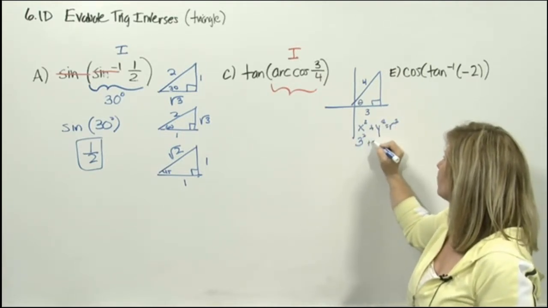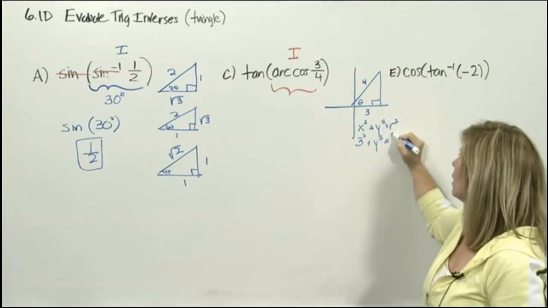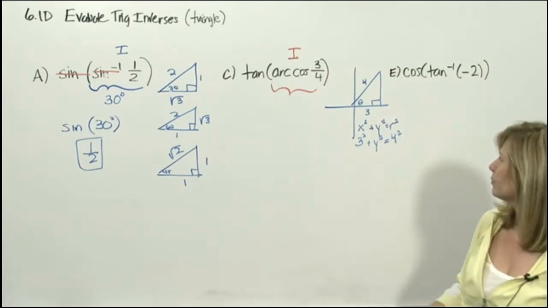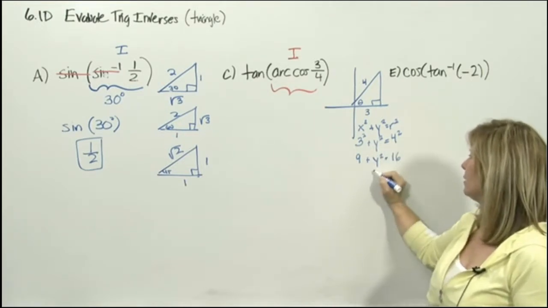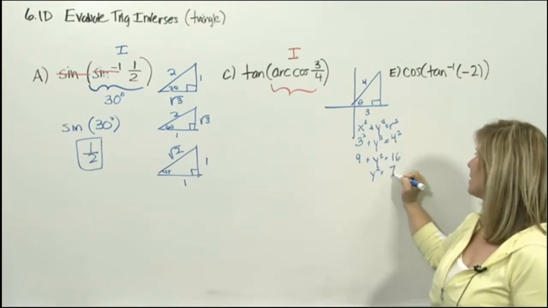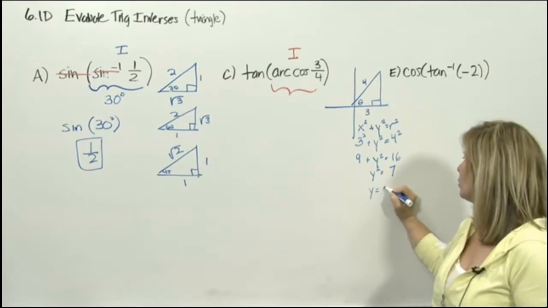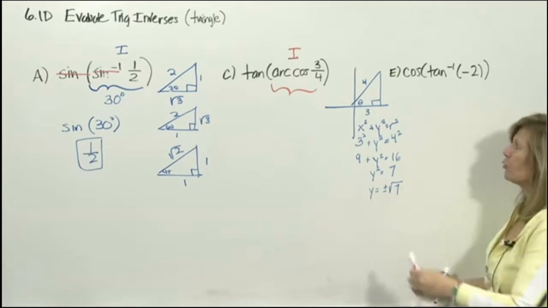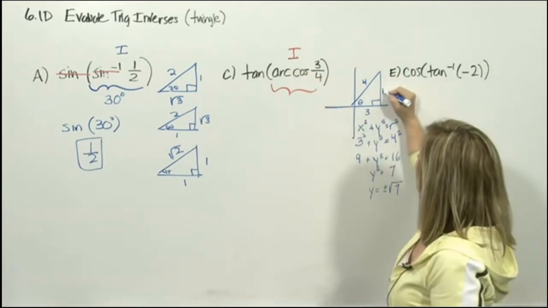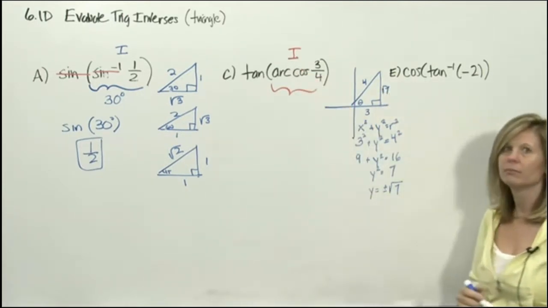X is 3. I don't know y. I know r is 4. 3 squared is 9. 4 squared is 16. I'll subtract 9. I'll get 7. I'll square root 7. I'll get plus or minus the square root of 7. It can't be both. Because we're in quadrant 1, we know that is going to be a positive value.